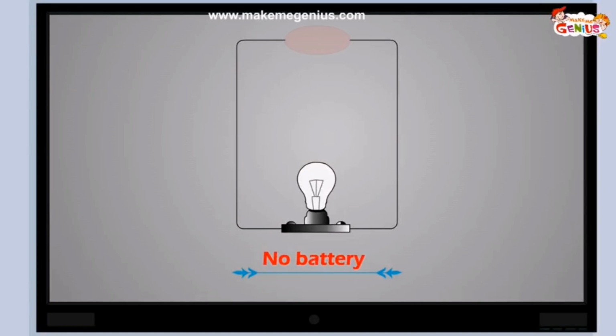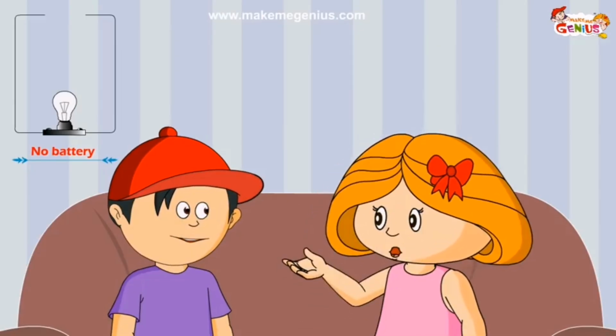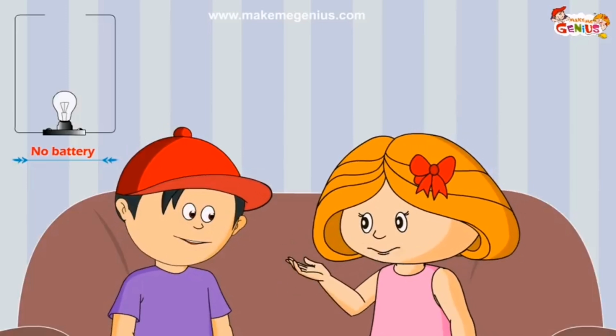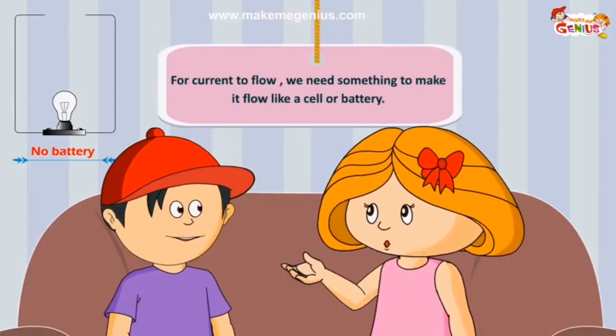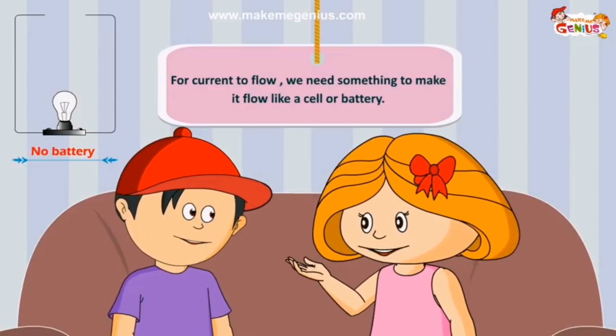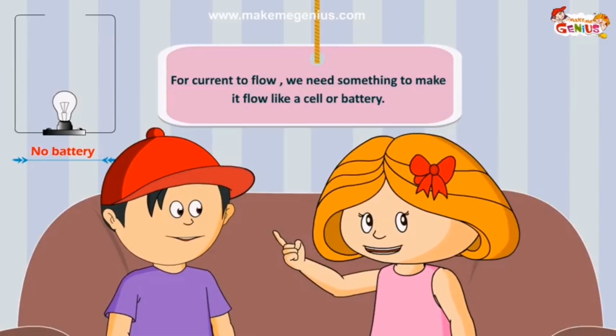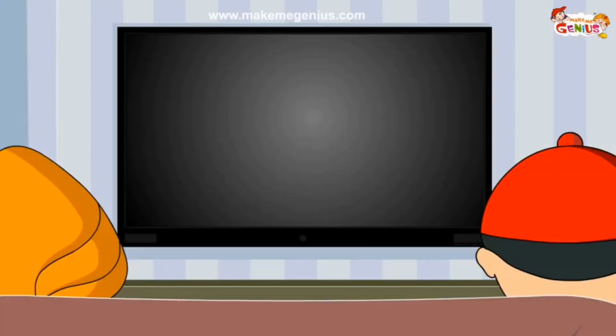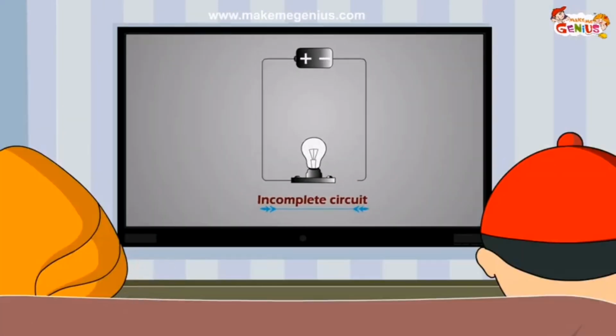Now look at this. Hey, there is no battery in this. Yeah, if there is no battery, no electricity will flow. So, the first condition for the flow of electricity in a circuit is that there should be something to make the electrons flow. Now look at this second circuit.